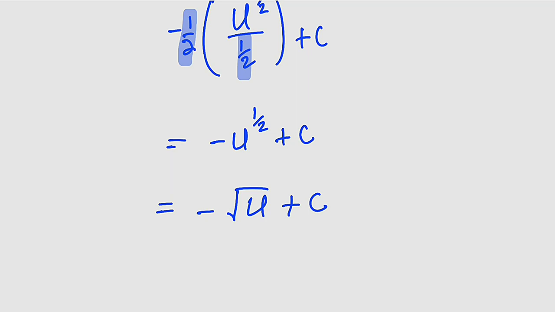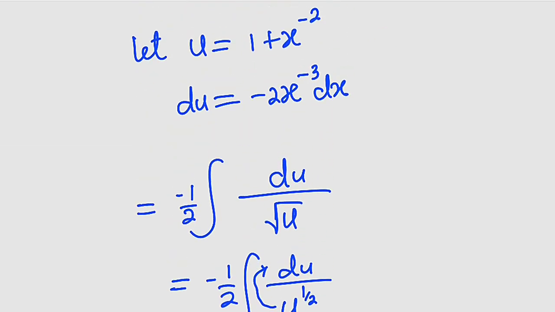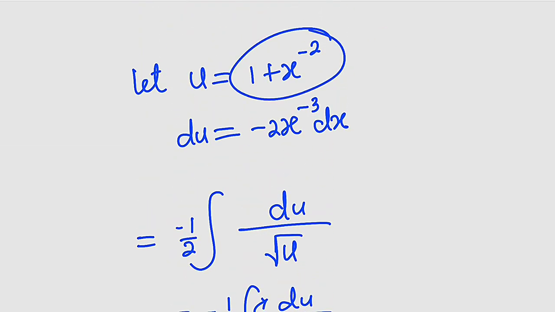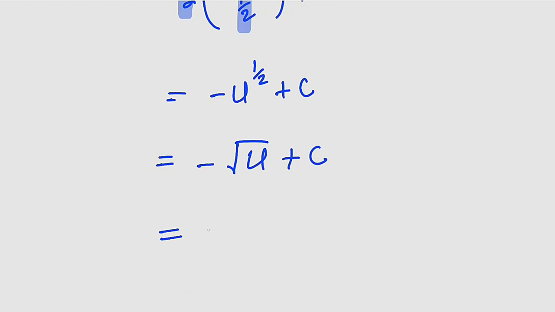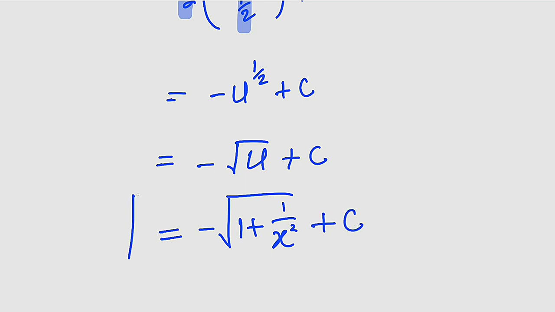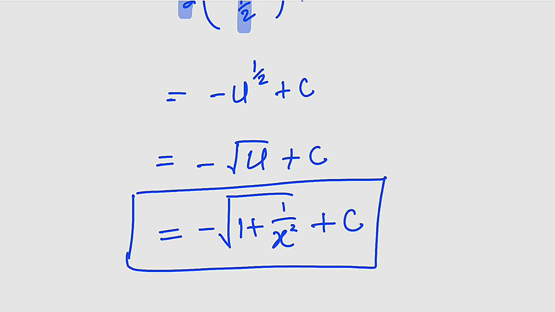And lastly, we bring back our u. Remember, we have let u be equal to 1 plus x to the negative 2. So finally, we have negative the square root of 1 plus x to the negative 2, which we can write as 1 over x squared. They're all the same. Then plus the constant of integration. And hence, this is the result.